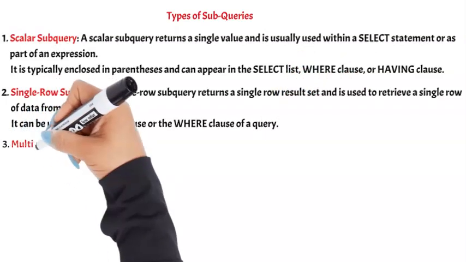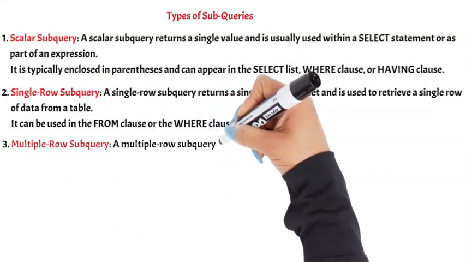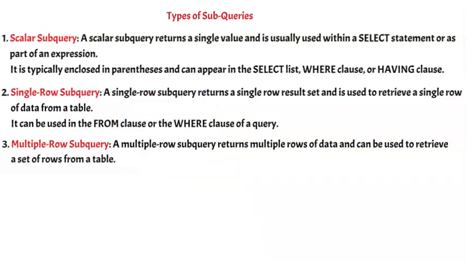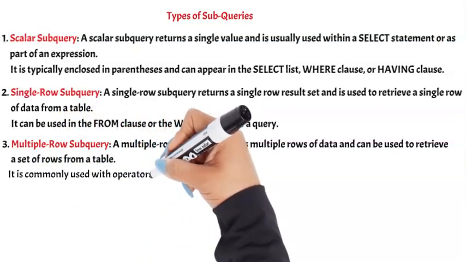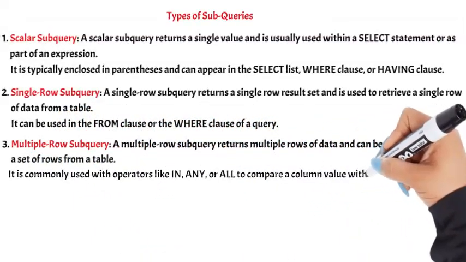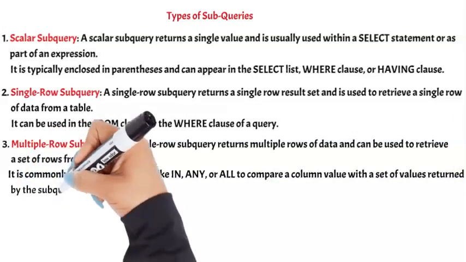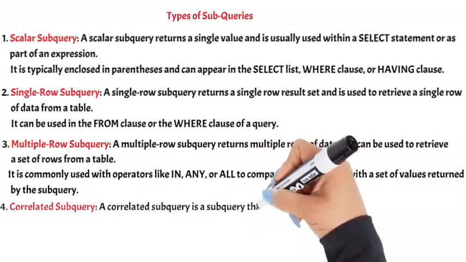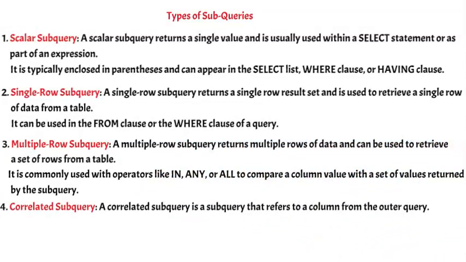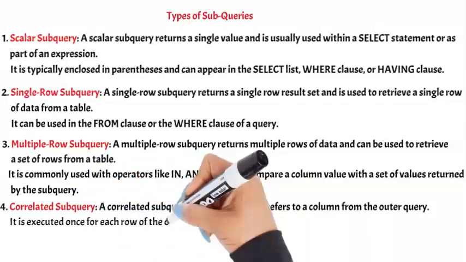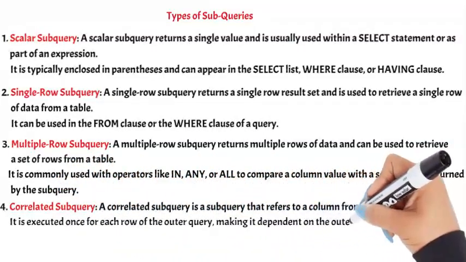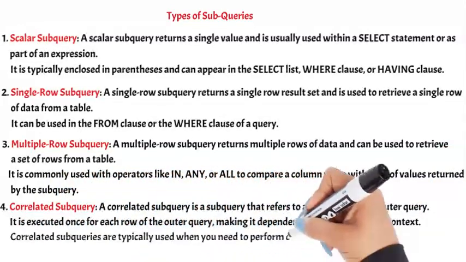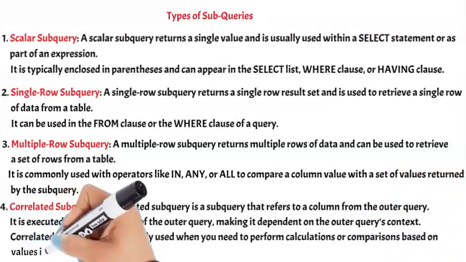3. Multiple row subquery. A multiple row subquery returns multiple rows of data and can be used to retrieve a set of rows from a table. It is commonly used with operators like in, any, or all to compare a column value with a set of values returned by the subquery. 4. Correlated subquery. A correlated subquery is a subquery that refers to a column from the outer query. It is executed once for each row of the outer query, making it dependent on the outer query's context. Correlated subqueries are typically used when you need to perform calculations or comparisons based on values in the outer query.